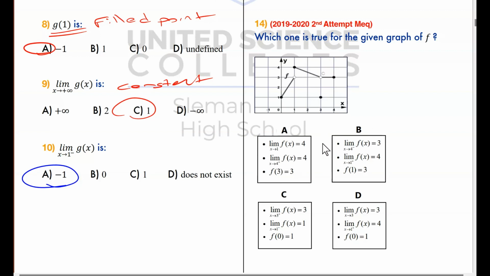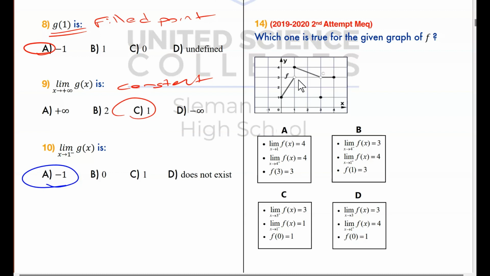They're all asking about the same values in the options, or not quite the same. The limit as x approaches 1 of f of x is 4. Is it true? Let's see. At 1, what is the limit? Is there any limit? See, at 1, there's a jump.